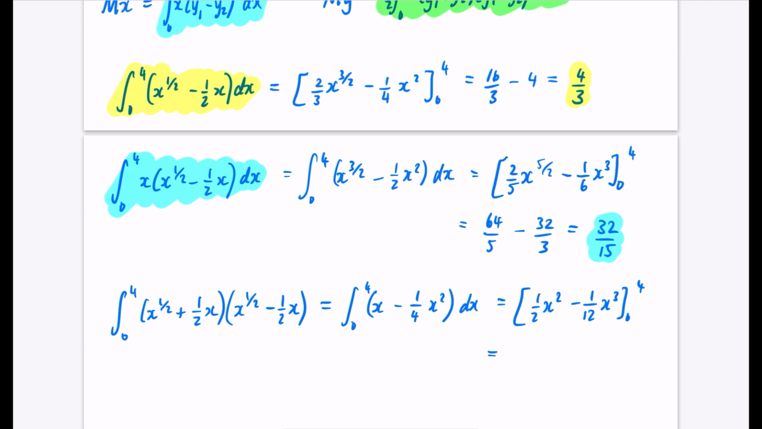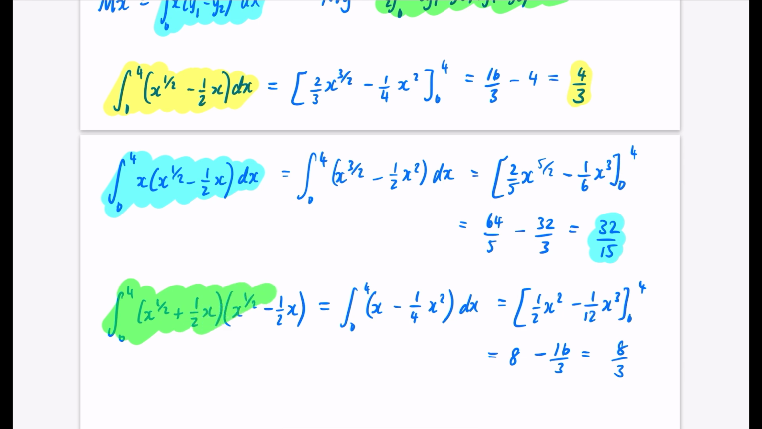So that is going to be a half x squared. A half times 4 squared, that is 8. And I'm going to be subtracting a 12th of 4 cubed. So that's 64 over 12 or 16 over 3. I've got my calculator with me. And that all then becomes 8 over 3. So the green part that we've got was all of this and has this answer.